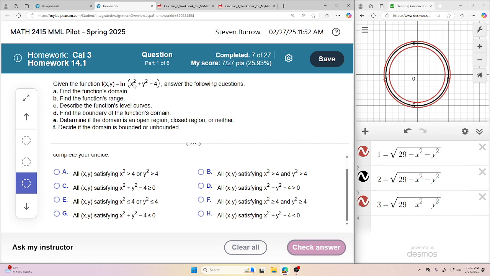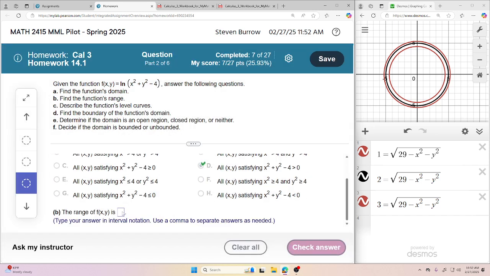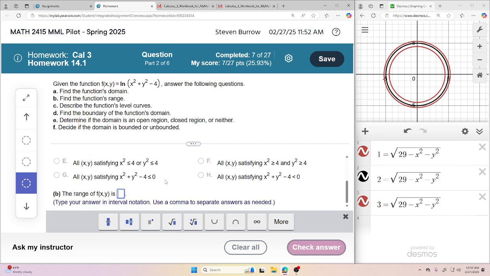Domain from the inside, right? Got to be greater than 0. D indeed. Cool, cool. So the range, this is the output, all right? You can't think y values anymore, right? And you can say z, but that's confusing. It's the output. I put numbers in, all these different numbers, and they say I'm putting in positive numbers, essentially, that kind of thing. What output will I get from ln?